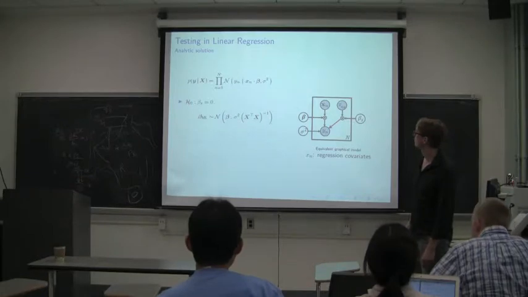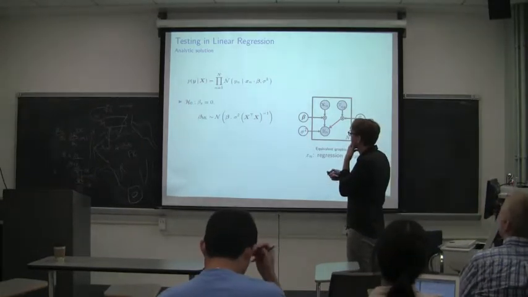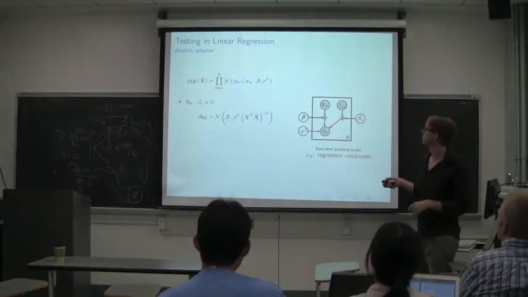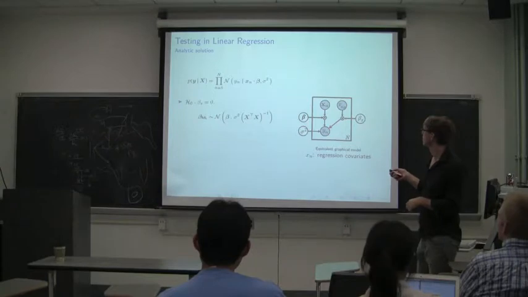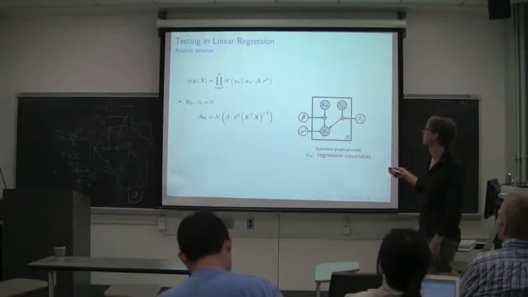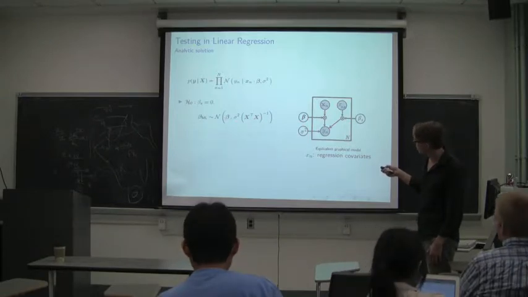Now, this is just canceling out all the x's that we don't need from the equation before. So this is now the distribution of the maximum likelihood estimate, where this is the true beta and this is the true variance of the data.